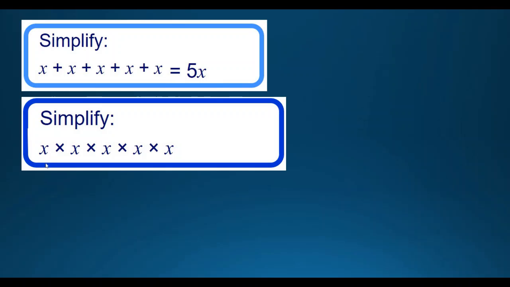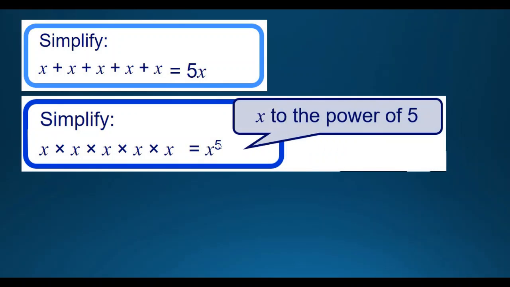So let's look at simplifying some terms. Now, if I've got x plus x plus x plus x plus x, how many lots of x have I got? I've got 5 lots of x. That's 5 times x. Now let's have a look if I've got x times x times x times x times x. This time I've got 5 x's multiplied together, so that's x to the power of 5.